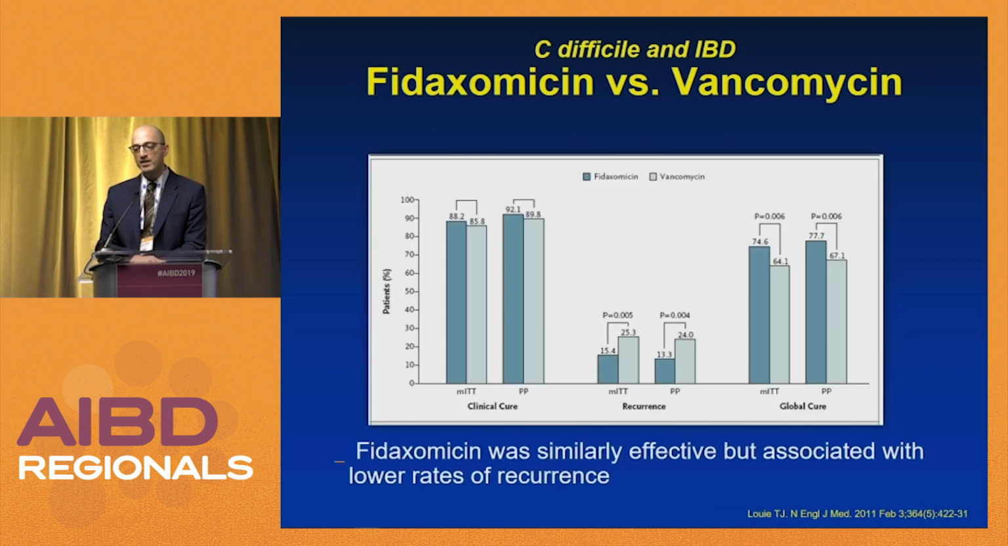And then what about Fidaxomicin and how does this compare? So Fidaxomicin, this is data from the phase 3 randomized control trial that led to the FDA approval for Fidaxomicin. And you can see here that in this non-inferiority trial, the two treatments were equivalent in terms of curing C. diff, although in terms of preventing recurrence, Fidaxomicin has an advantage with about a 10% benefit overall.